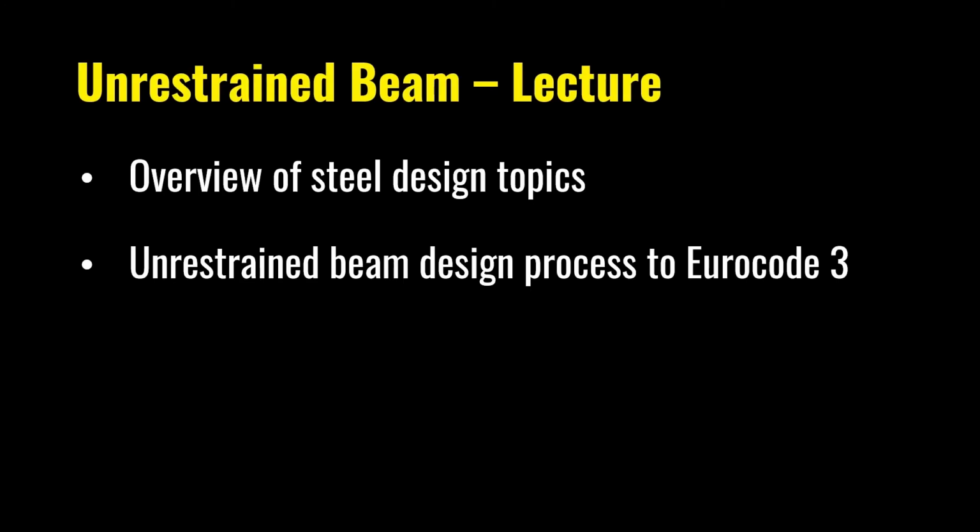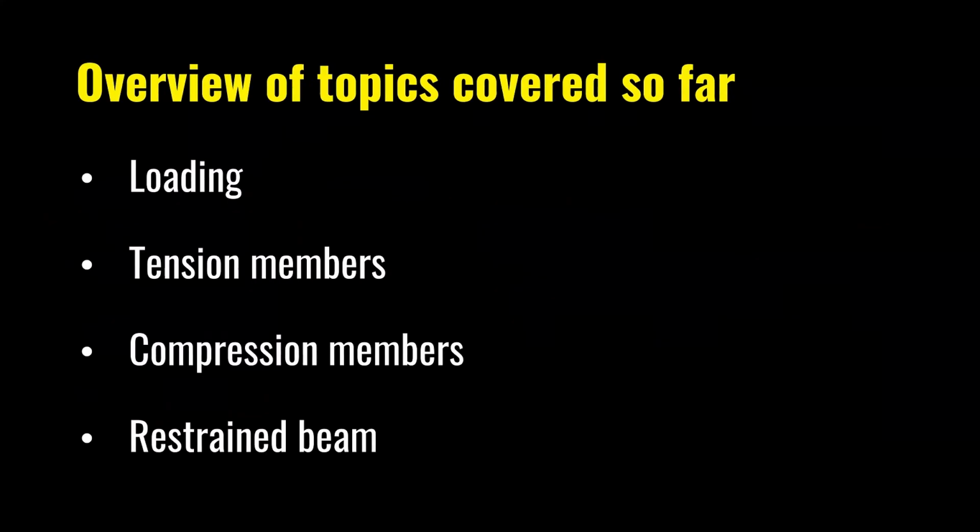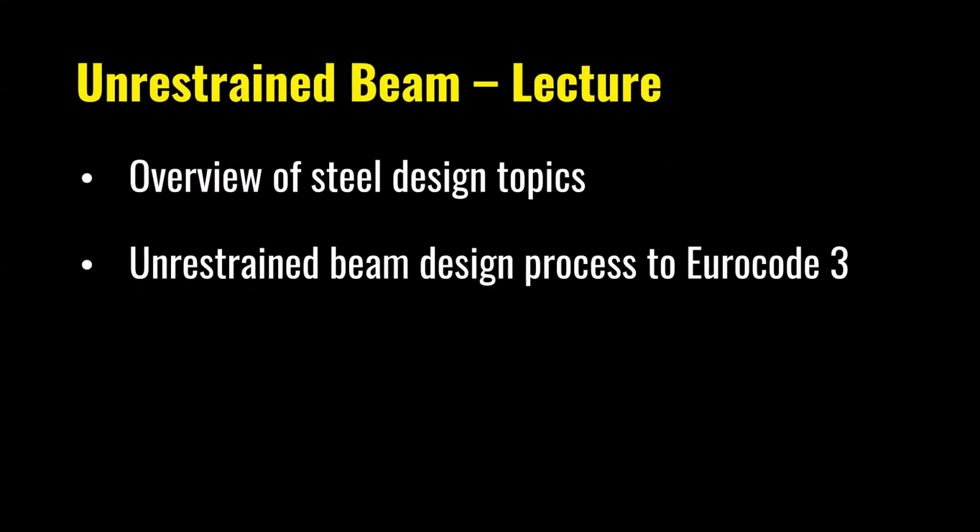What I want to start today is to give you a brief overview of where we are in our design of steel structures, and then I will discuss today's topic, which is the unrestrained beam, so that you understand the big picture and what components of steel design you can design now. I will spend the first 6 minutes giving you an overview of the topics covered so far, including loading, tension members, compression members, and restrained beams. After that, I will move to the design process for the unrestrained beam.